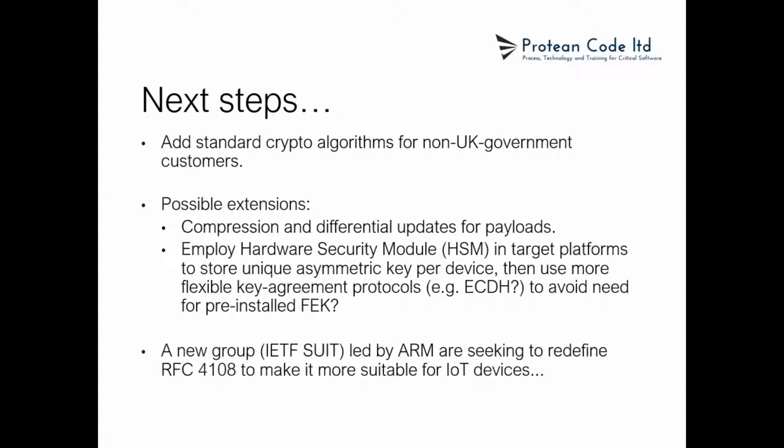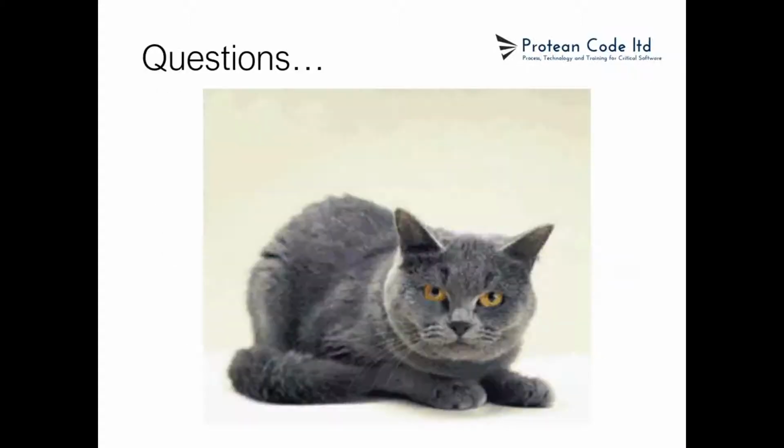And watch out, another group have decided that RFC 4108 is actually a bit old hat. This group is led by ARM. It's called IETF SUIT. I can't remember what SUIT stands for, but Google it. This group, led by a team at ARM, is seeking to basically replace RFC 4108 with a new structure and a new way of doing it, which will be even more flexible, particularly for low power and small Internet of Things style devices. So watch out for what that group are up to.